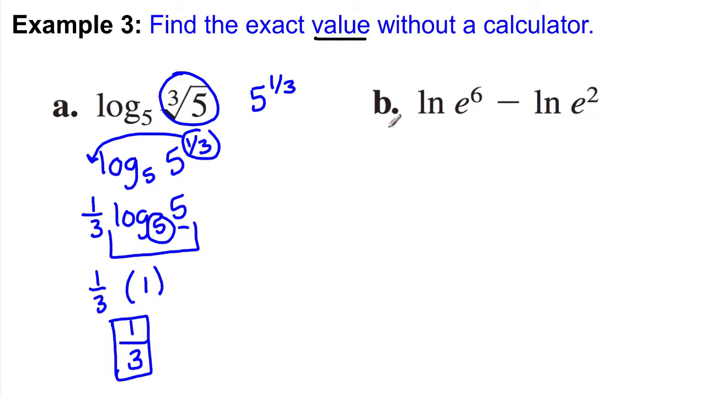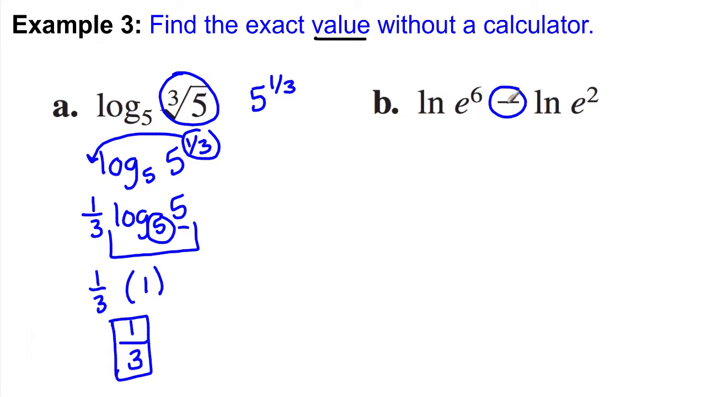Okay, let's look at b. The natural log of e to the 6th minus the natural log of e squared. Okay, well, I know here using my properties of logarithms that I'm subtracting two logs with the same base. They're both natural logs, so they both have a base of e.